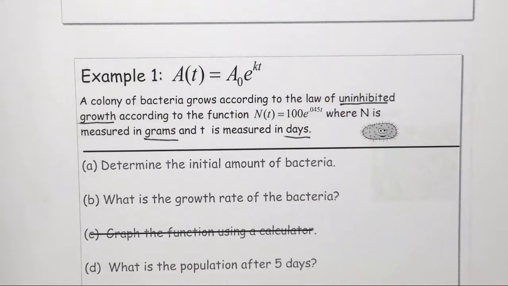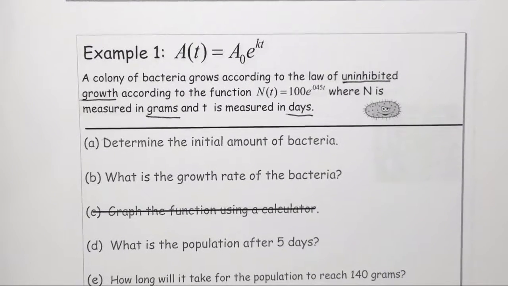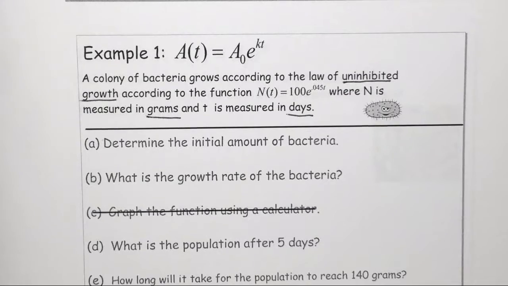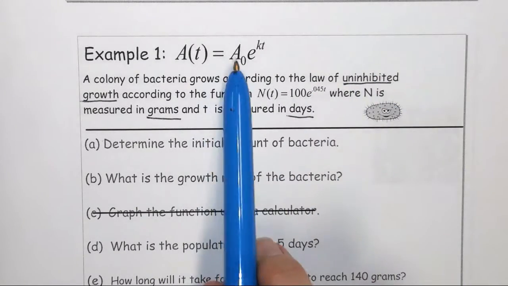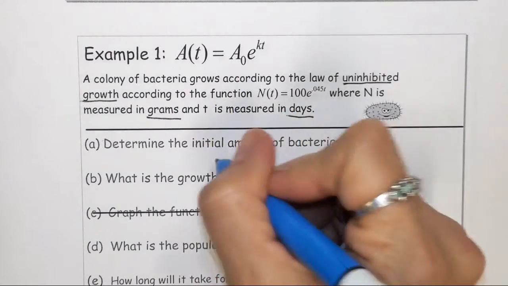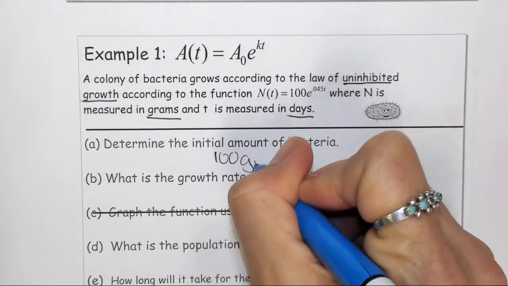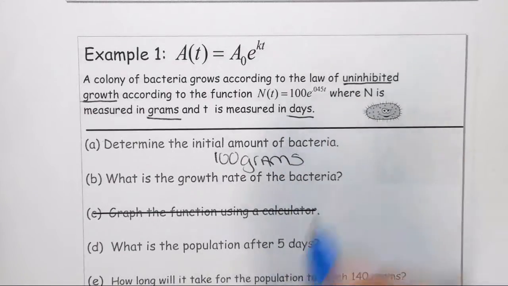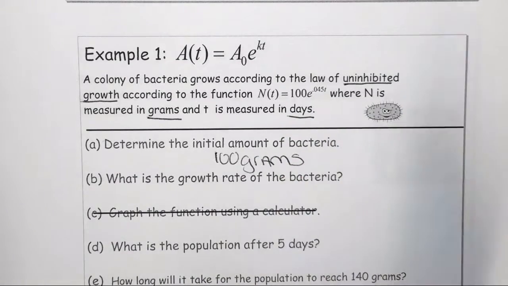The first question they are asking me is to determine the initial amount of bacteria. Just a second ago, we said the initial amount is in the A sub 0 spot. So what is in the A sub 0 spot? 100. So we have 100 grams of bacteria. And I don't know what bacteria we're dealing with here, but we've got 100 grams of whatever it is.